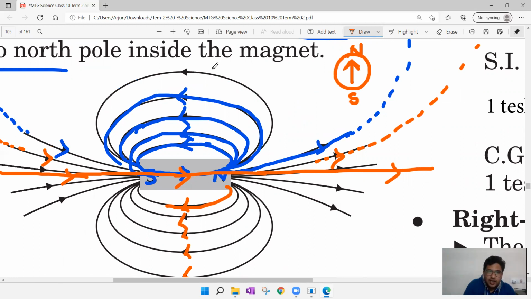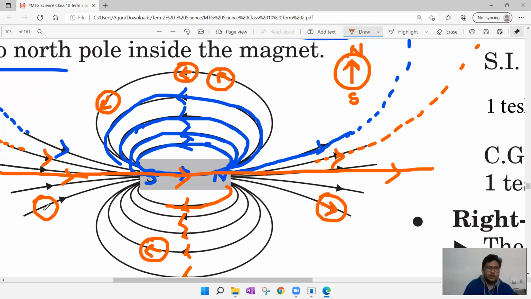If you place that compass needle here, it shows this direction. If you place the compass needle here, it shows this direction. Here, it shows this direction. And if you place it here, it shows this direction. So you are getting it, I think, like this. So that is the direction. The compass needle will show the direction of the magnetic field.